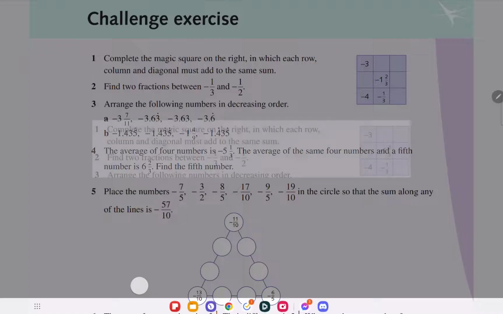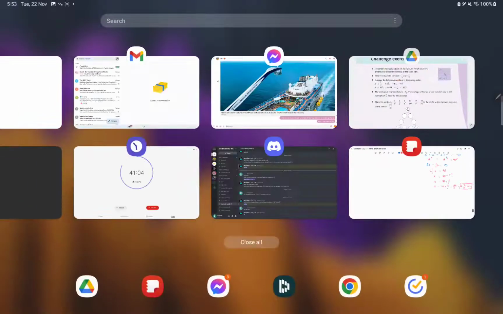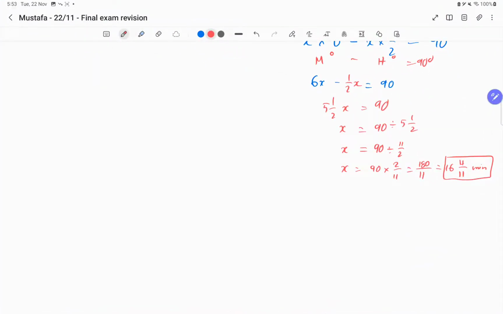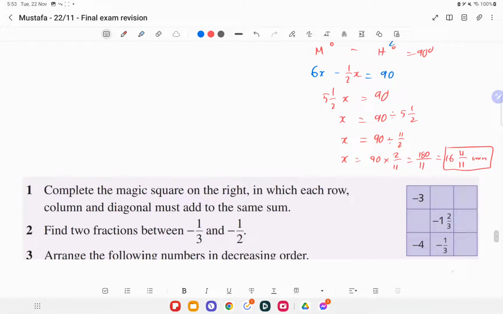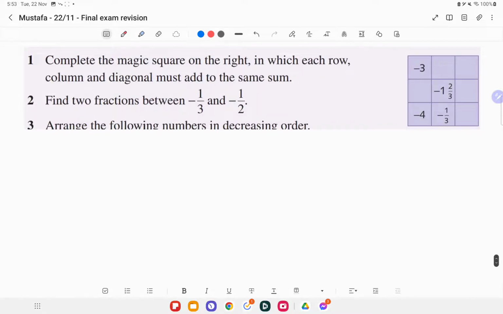Have you learned simultaneous equations? I think I showed you, but you haven't learned it at school, right? Mean question to give, but might as well learn it. Okay, complete the magic square on the right in which each row, column, and diagonal must add to the same sum. The easiest way is to solve it using a simultaneous equation. So let's just say I have these two, x and y.